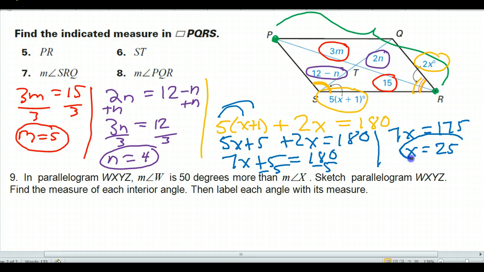Wait, is that right? Yeah. Okay. What? We just started off with 7 plus 5. Say again? What if we just started with 7 plus 5? That's fine. And then what do we do now?